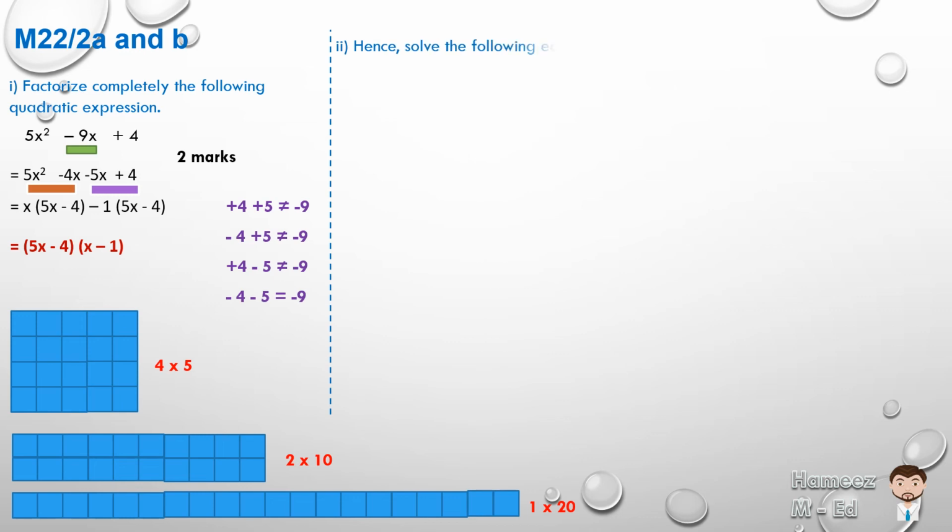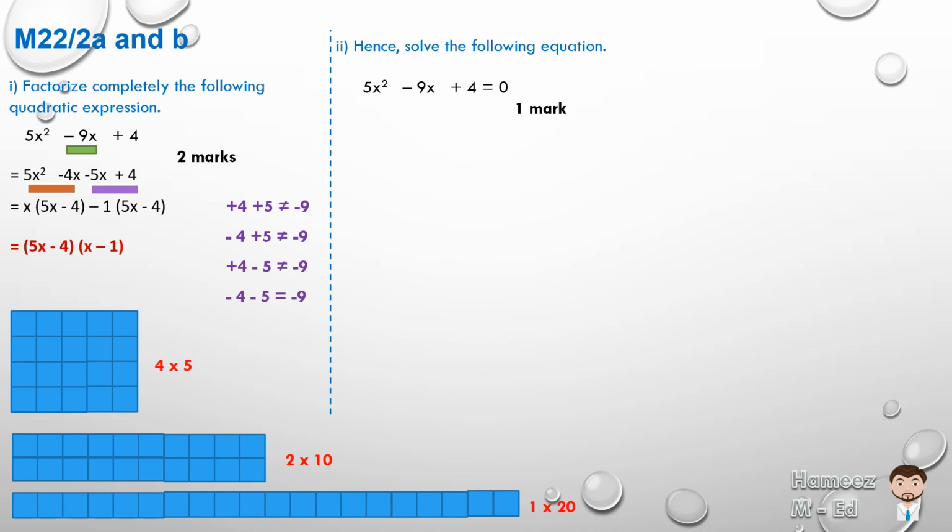Part 2. Hence, solve the following equation. 5x squared minus 9x plus 4 is equal to 0. Now when the question says hence, it means go back to the earlier parts and see which one of those pieces of information we got to help us to solve this equation. And what we just realized in part 1, we will factorize the left-hand side of this equation.